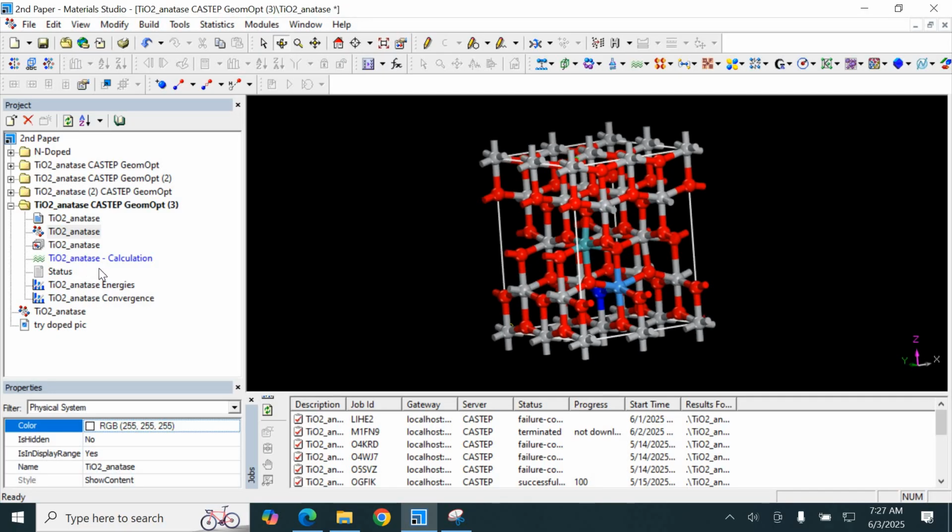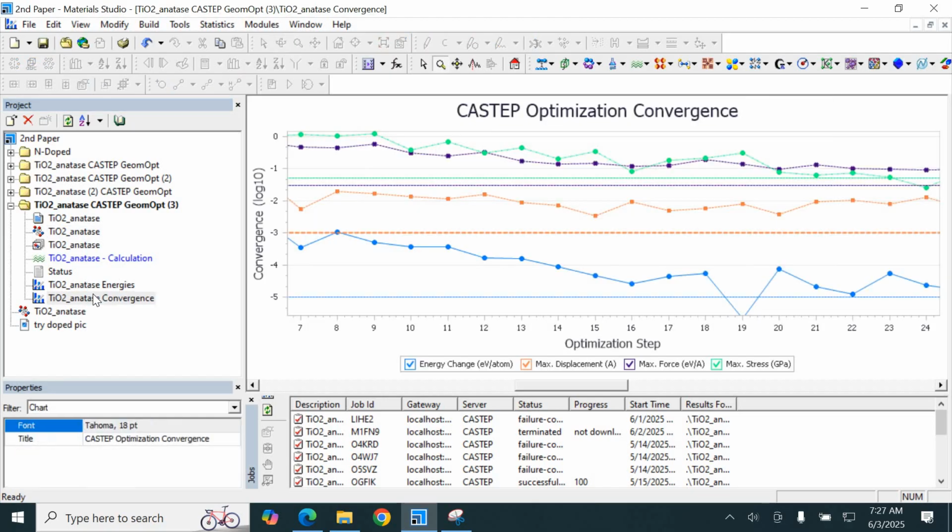Okay, and I started this calculation. I think it has been 10 hours. Maybe it will take 2 to 4 more hours. So you see, this is the convergence graph. Here we found the energy changes in electron volt per atom, maximum displacement, maximum force in electron volt, and then maximum stress. So we see we have a blue line for the energy changes, and the other lines represent maximum displacement, maximum force, and maximum stress respectively.